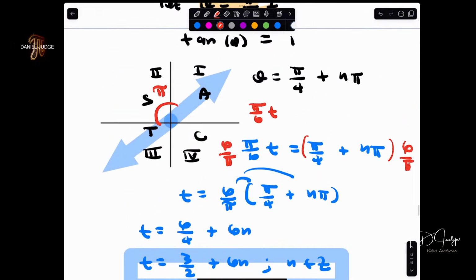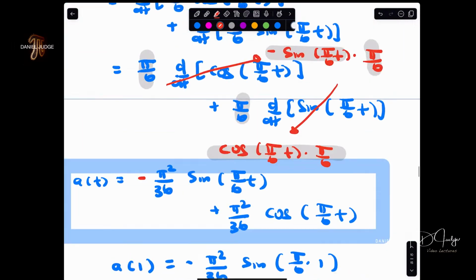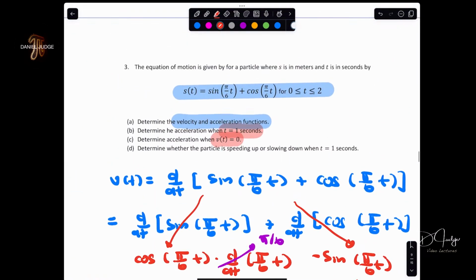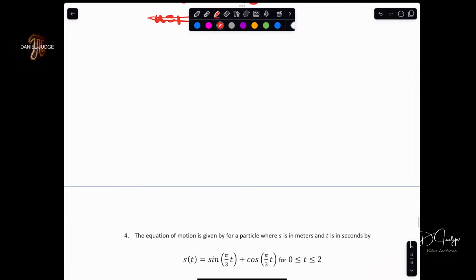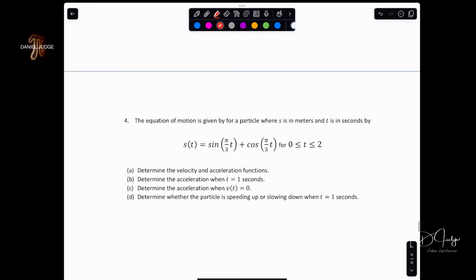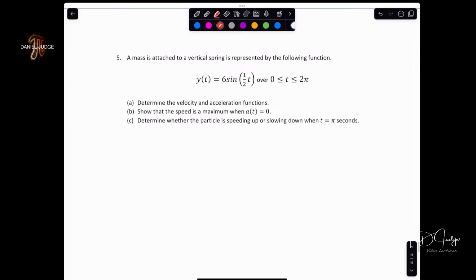So this is a trig question that comes back to solving trig equations. Anyway, number 4 is done very similarly. So you guys know. Now I'm going to try number 5. Should I try number 5? Well, let's do 5 because it's now on a vertical. You got a mass spring vertically done now, up and down.